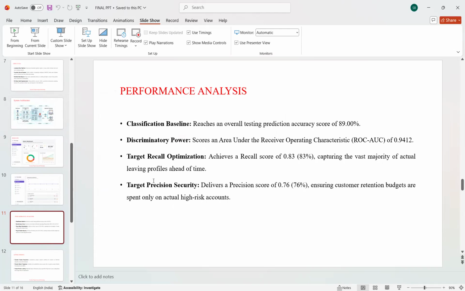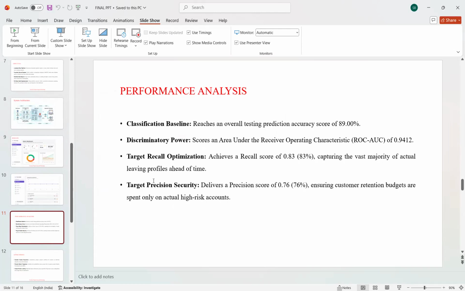ROC and discriminatory power. Here it scores an area under the receiver operating characteristic curve of 0.9412, where ROC AUC measures the model's ability to distinguish between customers who will churn and those who will not. Here 0.5 is random guessing, 0.7 is good, 0.8 is very good, and above 0.9 is ranked as excellent. A score of 0.9412 means the model has excellent discriminative power and reliably separates churners from the non-churners.